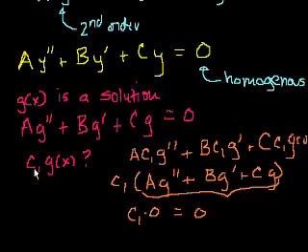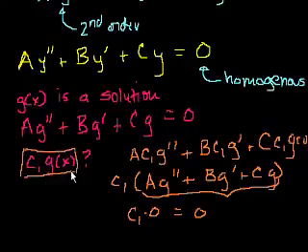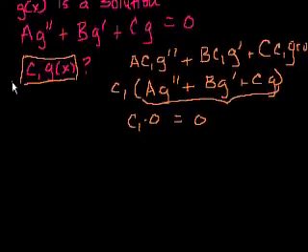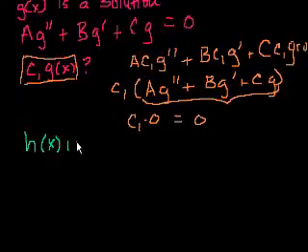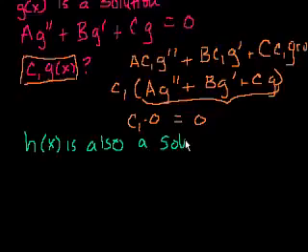Or another way to view it is that if g is a solution to this second order linear homogeneous differential equation, then some constant times g is also a solution. So this is also a solution to the differential equation. And then the next property I want to show you, and this is all going someplace, don't worry. The next question I want to ask you is, okay, we know that g of x is a solution to the differential equation. What if I were to also tell you that h of x is also a solution?